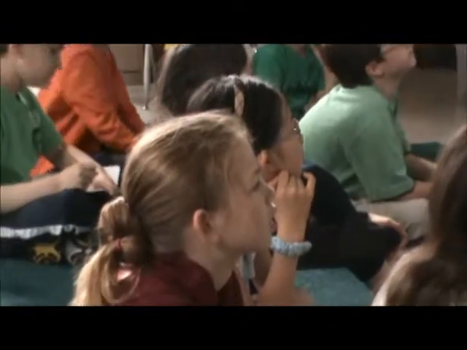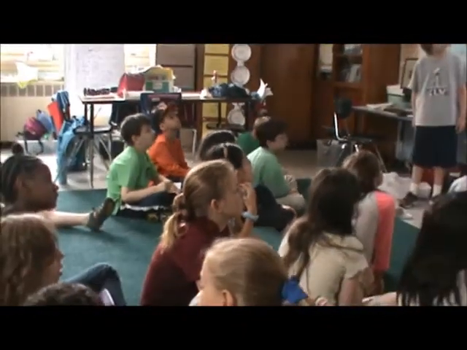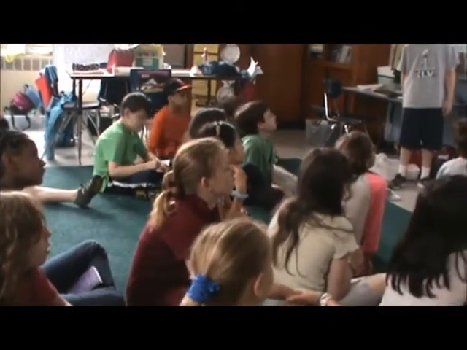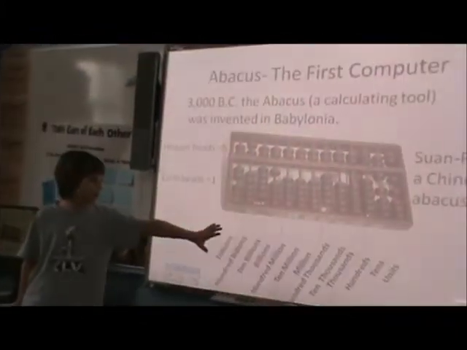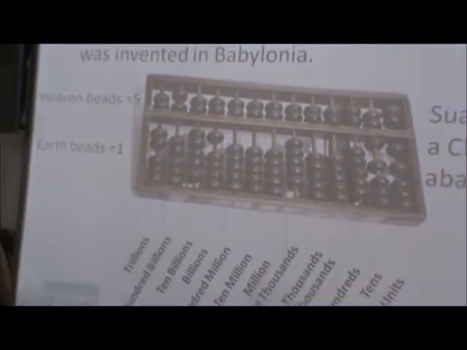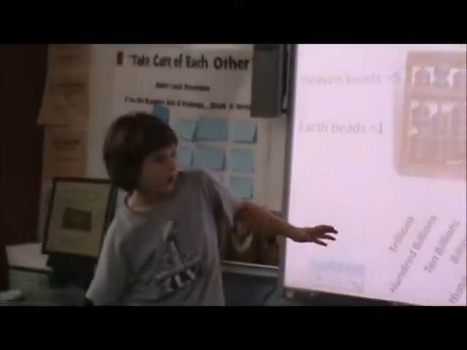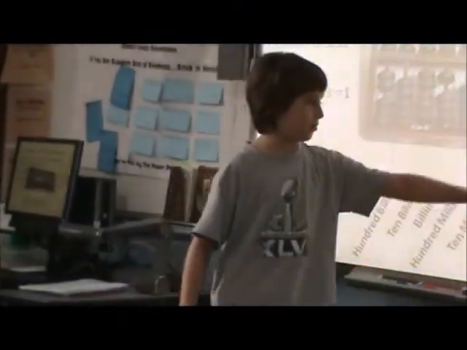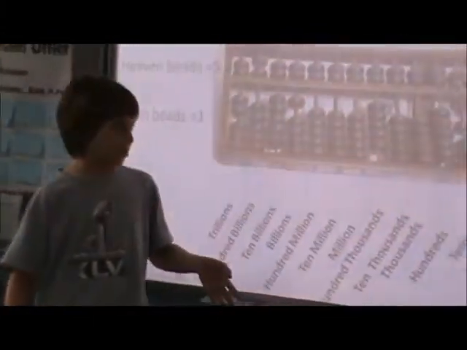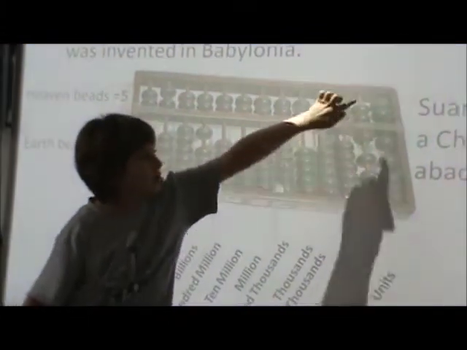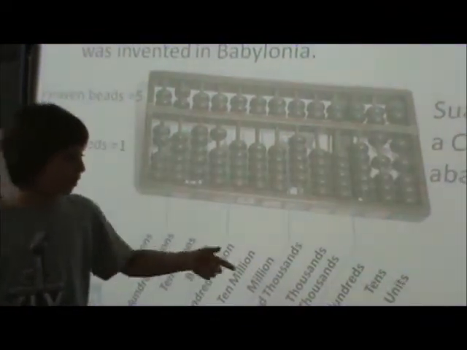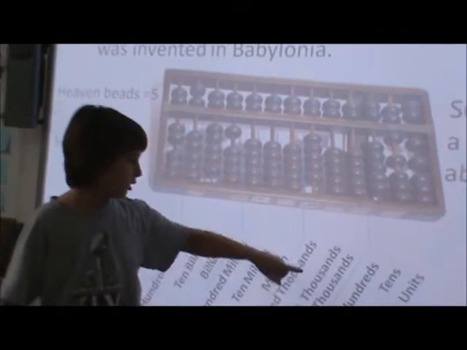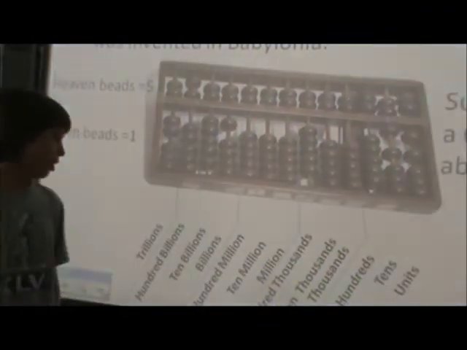Abacus, the first computer. In 2000 BC, the abacus, a calculating tool, was invented in Babylon. Suan pan, a Chinese abacus. So as you can see, they are beads on rods. And I just put these lines to help you understand it better. So this column is ones, twos, and on. Tens, hundreds, thousands, 10,000s, 100,000s, and on.